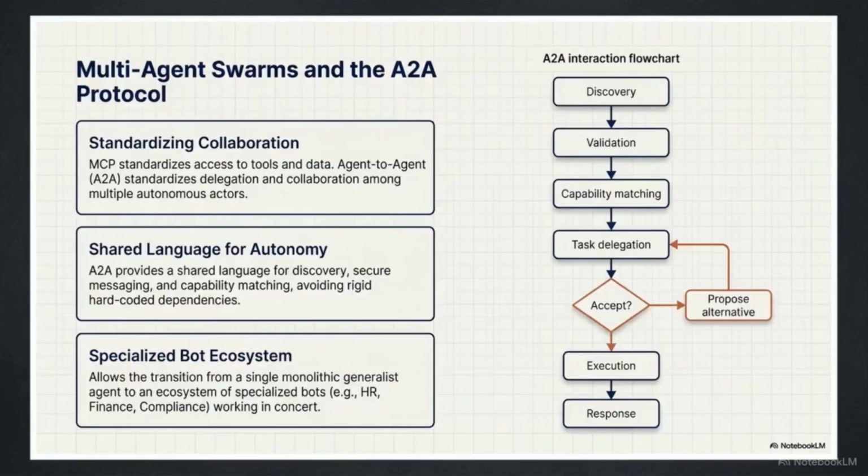This flowchart details the agent-to-agent protocol. A2A provides a shared language that allows multiple specialized bots, like distinct HR, finance, and compliance agents, to discover each other, match capabilities, and delegate subtasks within a swarm.